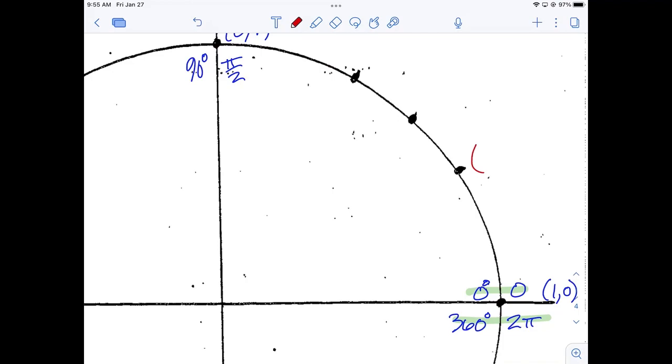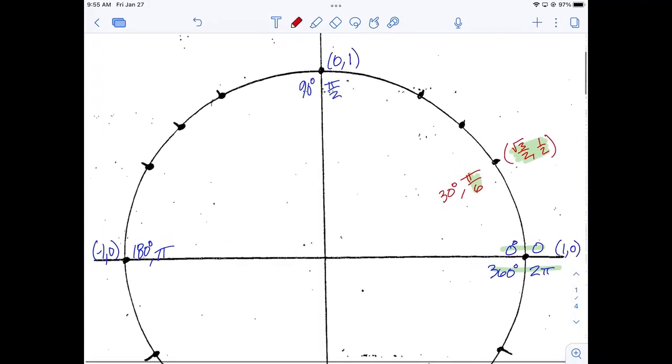We'll write the ordered pair here: square root of 3 halves, 1 half. And that's your 30 degrees and pi 6. So every single pi 6 is going to get the square root of 3 halves, 1 half. Remember, the square root of 3 is first. Then we jump over here to the other one.